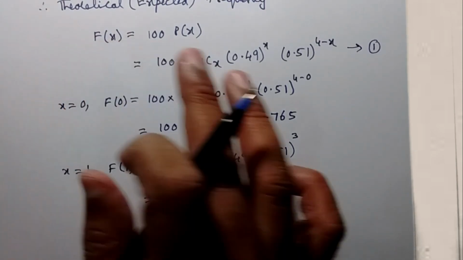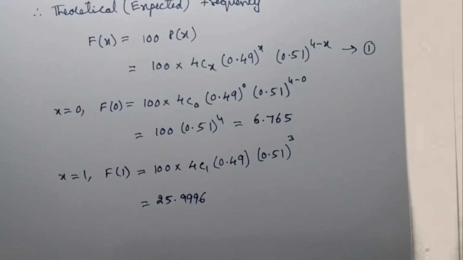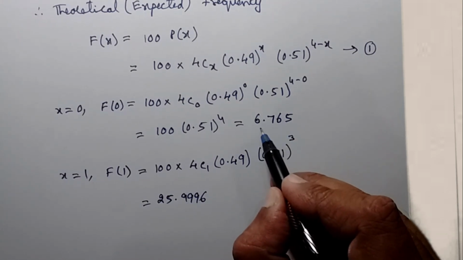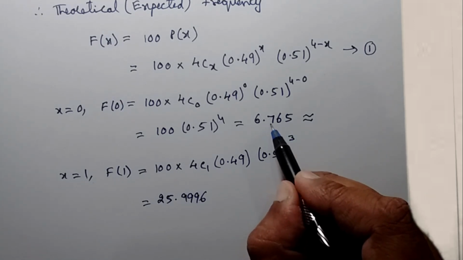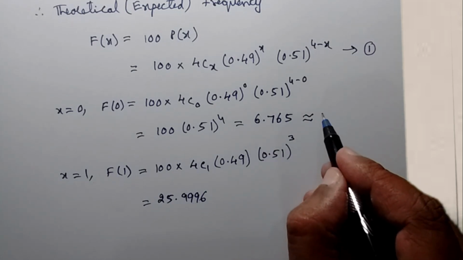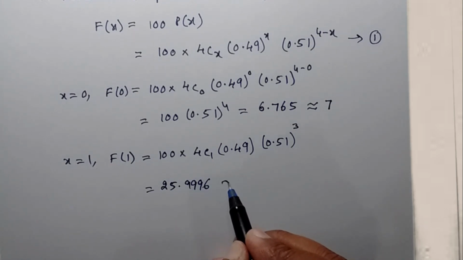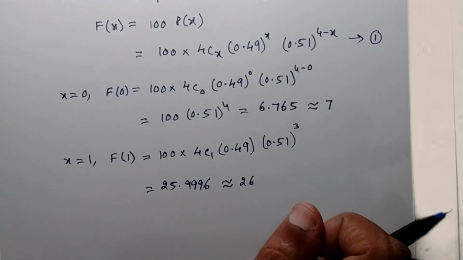Now because we are finding the theoretical frequencies over here, theoretical frequencies means, if you observe, we are trying to calculate the number of times head is occurring. So for that it should be a whole number. Number of times head is occurring, you cannot say 6.7. So you have to approximate to the whole number. After the decimal, if the value is greater than 5, you can just cut off and add 1 to it. So for 6, if you add 1, it becomes 7. Here also 25.996 can approximately be written as 26. So make it a whole number.